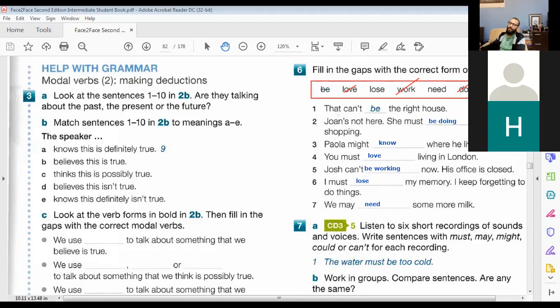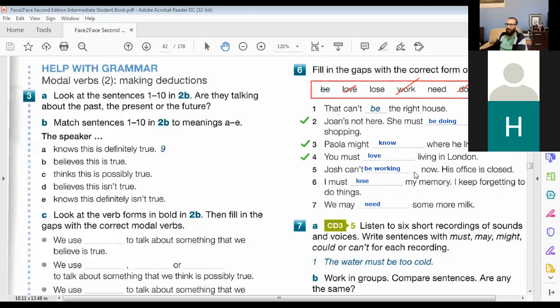Okay, let's check them. So it says here, number 2, Joanne's not here. She must be doing the shopping. This is correct, right? Because the shopping is something happening now. Then it says, Paula might know where he lives, because it's a state. Because when you know something, it's a state, so it's correct. You must love living in London. Again, it's also a state. Love is a state.